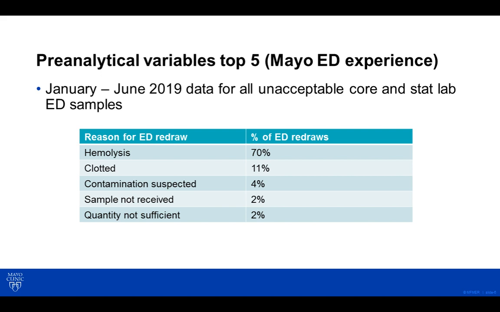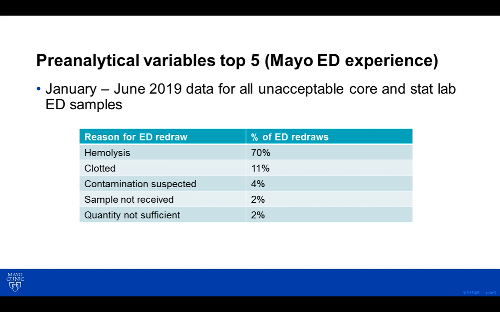70% of our unacceptable specimens received in a core or stat lab were unacceptable because they were hemolyzed. So we're going to talk a lot about hemolysis today, so hopefully that's of great interest to you because that's going to be a big part of the presentation. Clotted is number 2, and as I'll be talking about, we haven't found great solutions for clotted. They're not as common, but we have found good interventions we can do around clotted CBC and coag specimens.